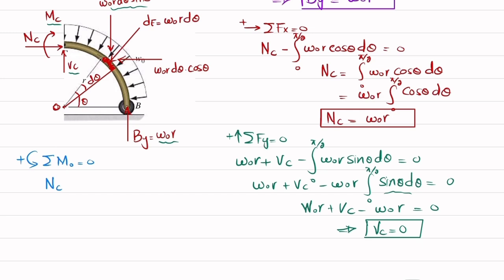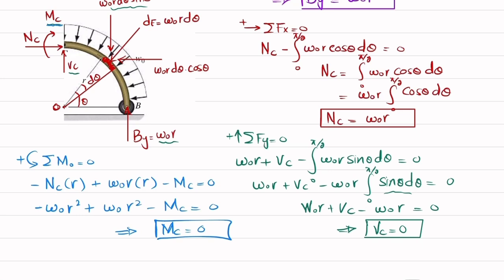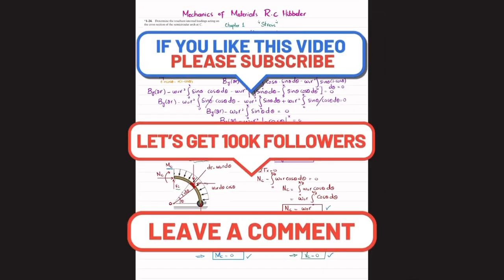So I will write NC into r, this is producing clockwise moment, so NC into r is negative, plus this BY into perpendicular distance r, and this is counterclockwise, so it will be plus. So BY, which is w naught into r, and perpendicular distance is r, plus this MC, which is clockwise, minus MC. Their sum must be equal to 0. So NC is w naught into r, so it will be minus w naught r square, plus w naught r square, minus MC is equal to 0. So it means that the moment at point C will also be equal to 0. So you can see we have found the internal loadings NC, VC, and MC at point C. Clear? And that was all about this a little bit complex problem 1-24.